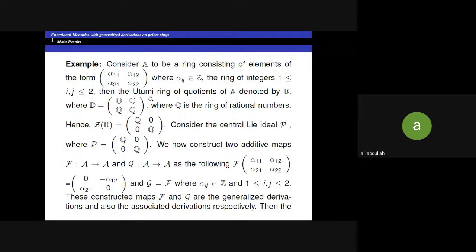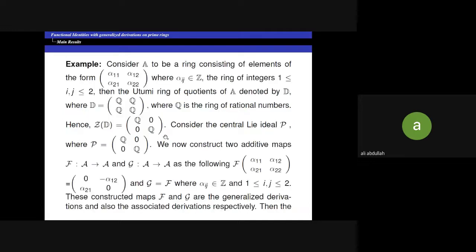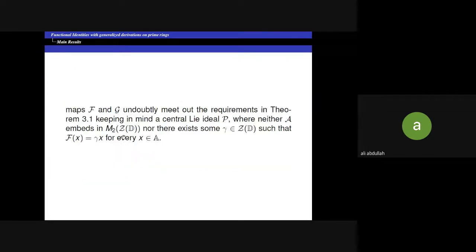For instance, in this example, we took generalized derivation f as this and g the same as f. Then we have come up with a proof that there is some glitch in the result. Our result will not hold if we skip the assumption of non-central Lie ideal P. Here we took the central Lie ideal P, this P. So our result does not hold as per our expectations.